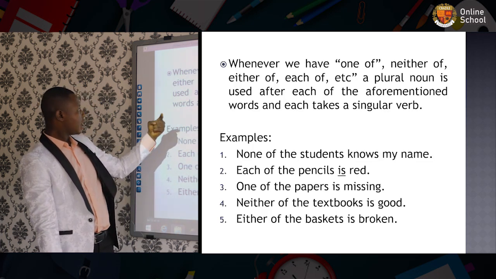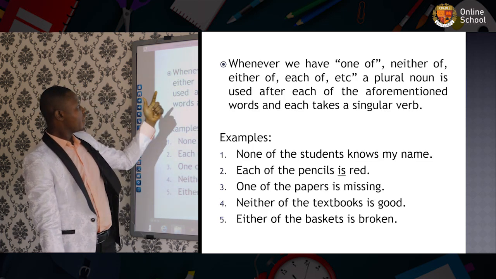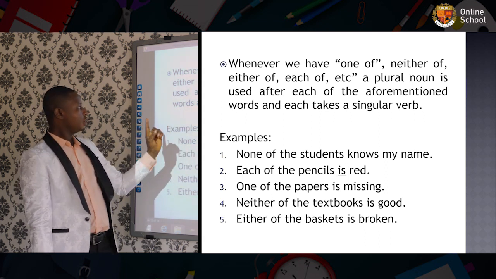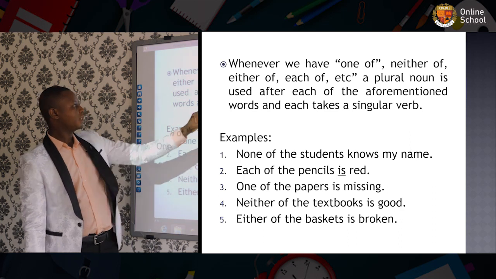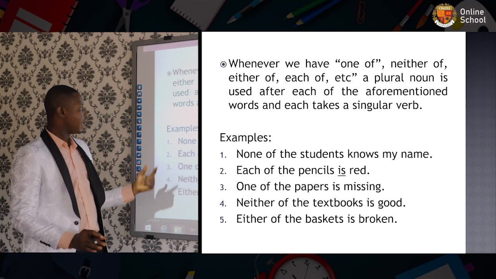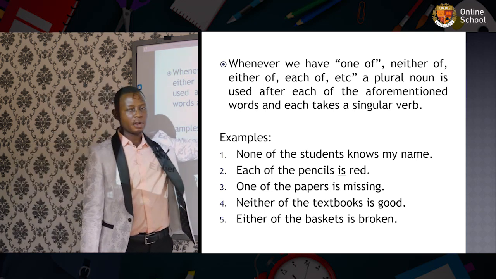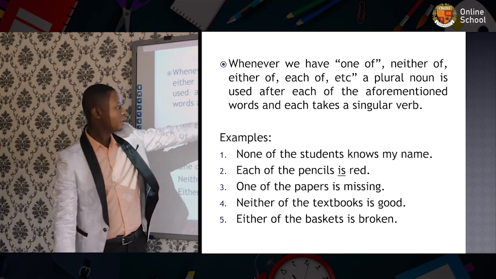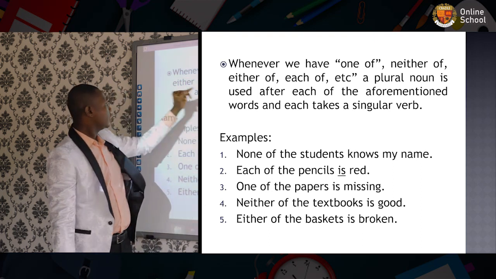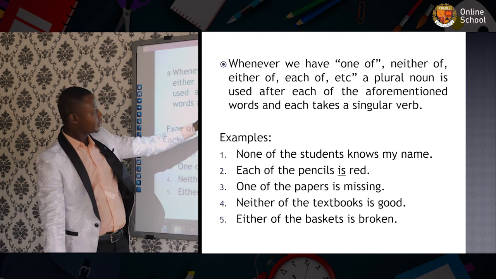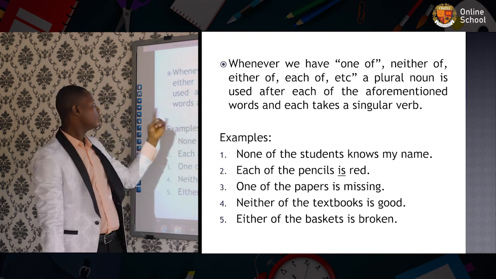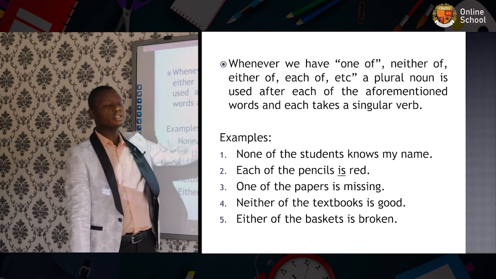Now let us look at other rules. Whenever we have one of, neither of, either of, each of, etc., a plural noun is used after each of the aforementioned words, and each takes a singular verb. Please take note of this.